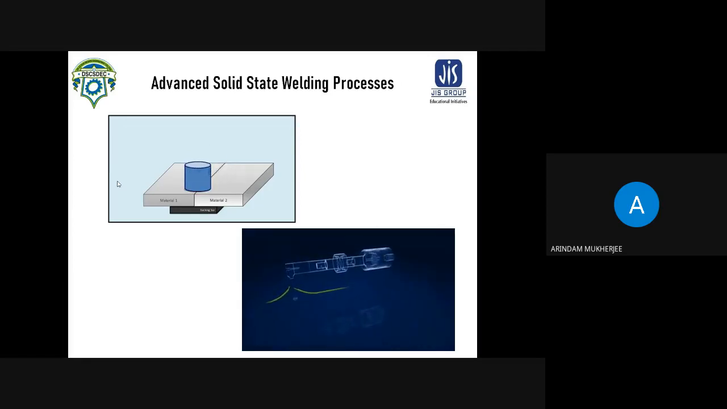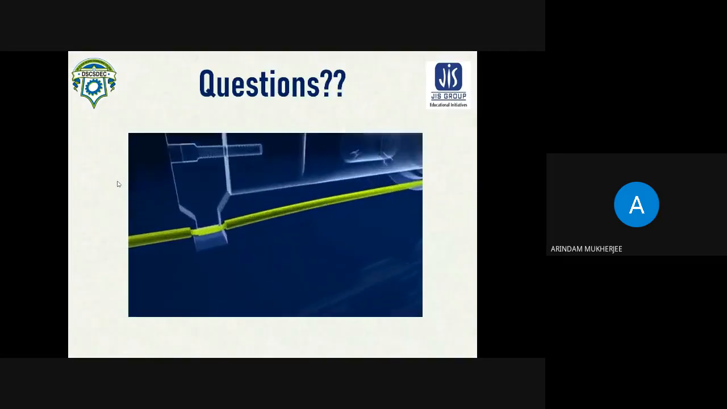We'll discuss these concepts in the next two classes. We'll start with friction stir welding, and later on we'll discuss ultrasonic welding. So do you have any questions?